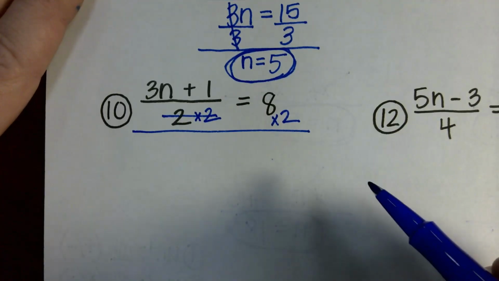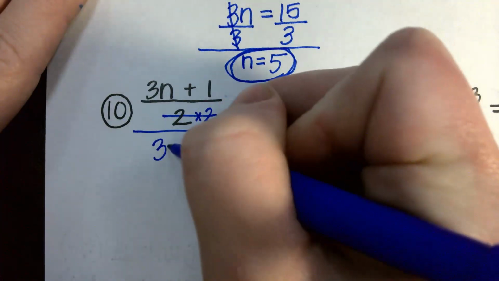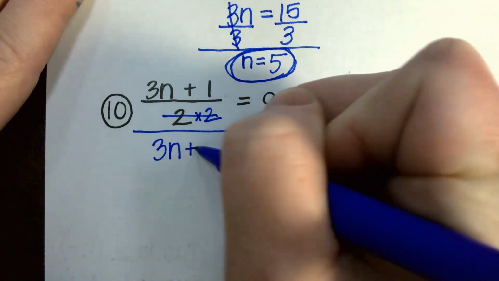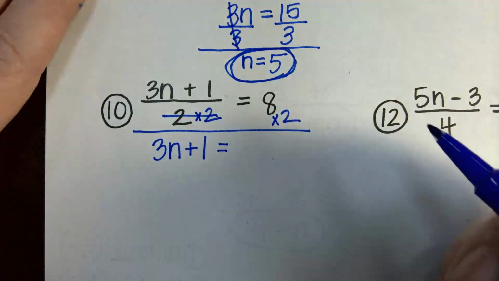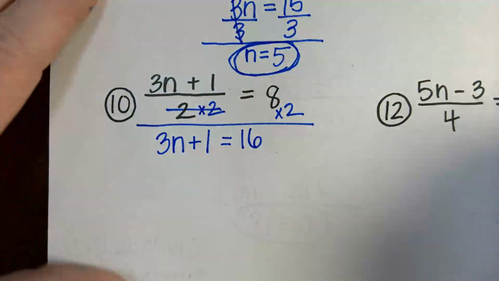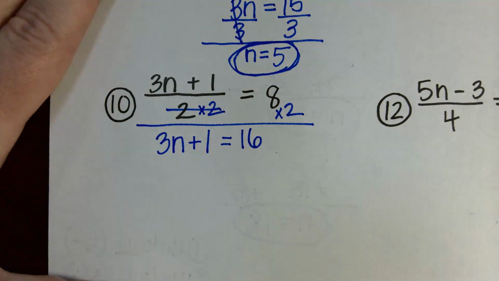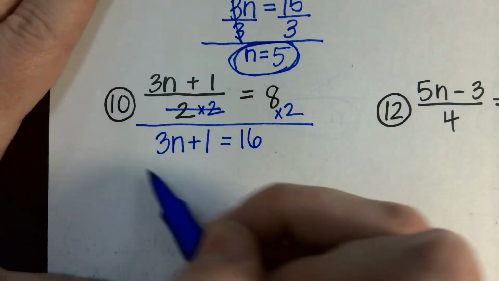Now what do I do? Bring down the 3n plus 1 equals, what's 8 times 2? 16. Very good. What do I do next? Divide. Or minus. Oh, yes. We got to do addition and subtraction first.